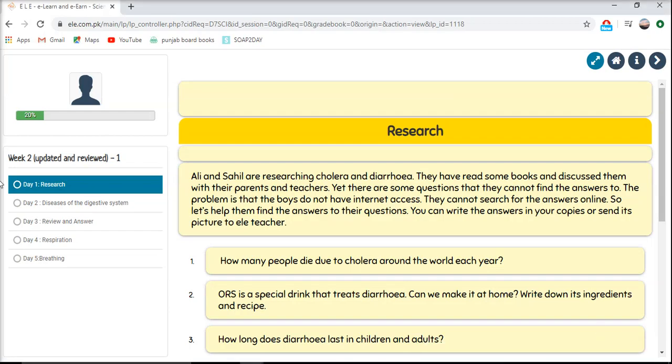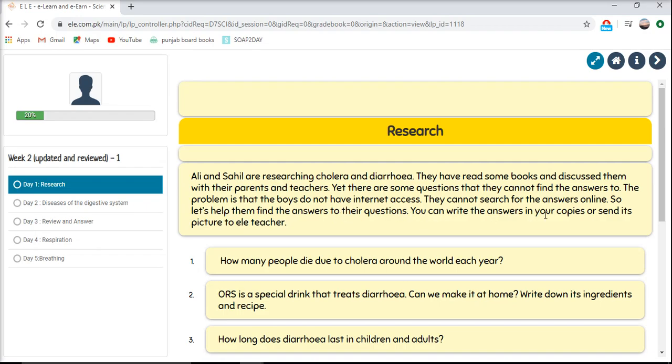Now, let's do Week 2, Day 1 of Science. Day 1, Research. Ali and Sahil are researching cholera and diarrhea. They have read some books and discussed them with their parents and teachers. Yet there are some questions that they cannot find the answers to. The problem is that the boys do not have internet access. They cannot search for the answers online. So let's help them find the answers to their questions.